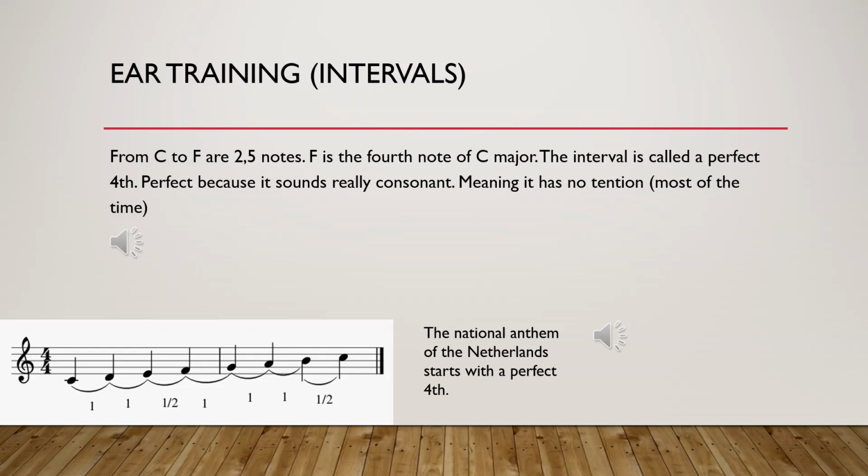The unison is perfect. The 4th and the 5th are also perfect. Perfect 4th and perfect 5th. Ba da da dum, do re mi fa, ba bum. And the national anthem of my home country, the Netherlands, starts with a perfect 4th.